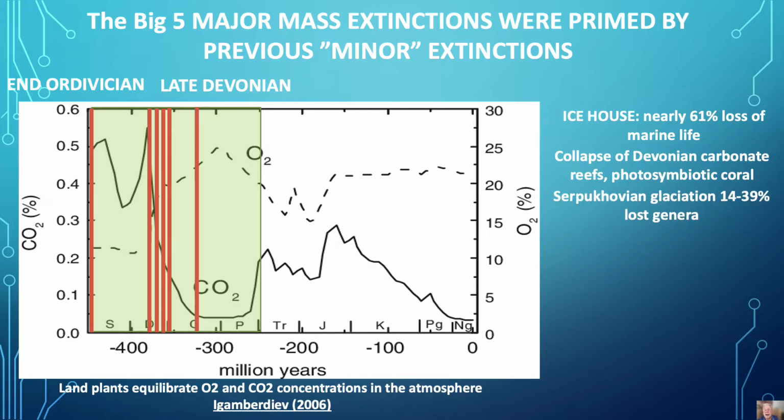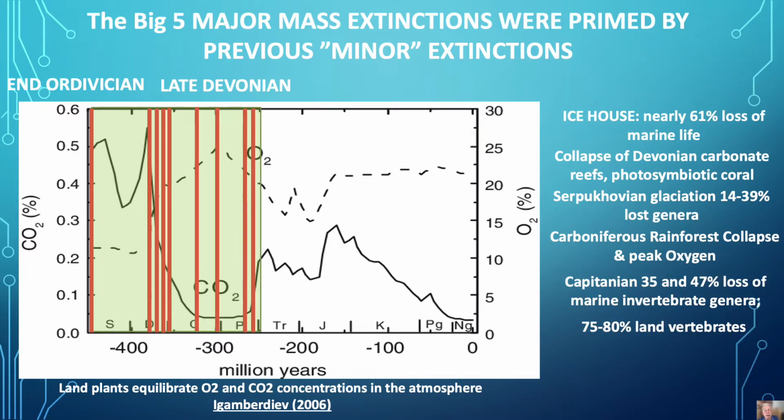The beginning of another glacial period during the mid-Carboniferous caused 14 to 39% of the marine genera to go extinct. The Carboniferous Rainforest Collapse, driven by drying continents and extremely low carbon dioxide concentrations, is considered to be only a minor extinction event, yet it totally altered tropical ecosystems and marked the peak in atmospheric oxygen before oxygen plummeted during the Permian.